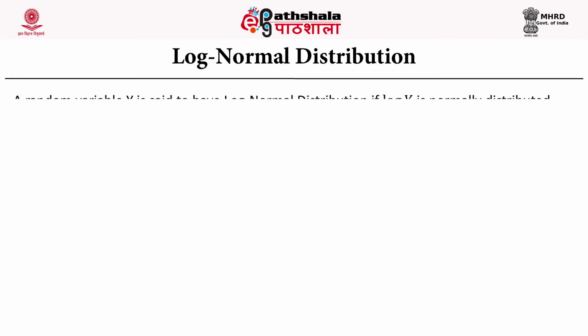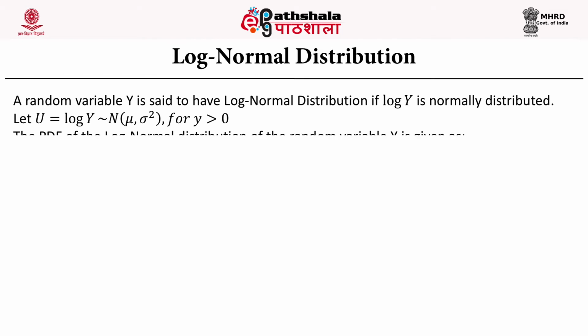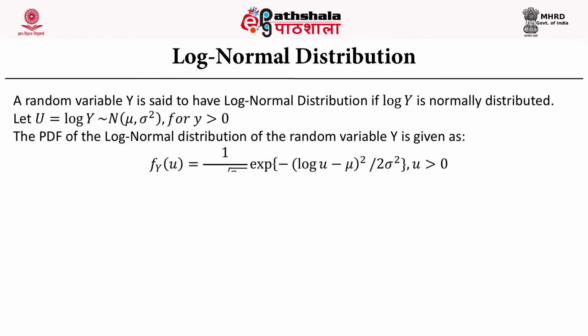Now we will discuss another continuous distribution function, that is log normal distribution. A random variable capital Y is said to have log normal distribution if log of Y is normally distributed. Let U is equal to log of Y for normal mu and sigma square, for Y greater than 0.